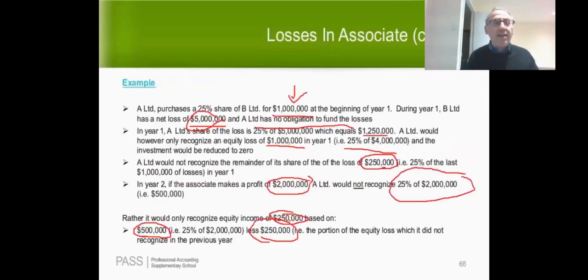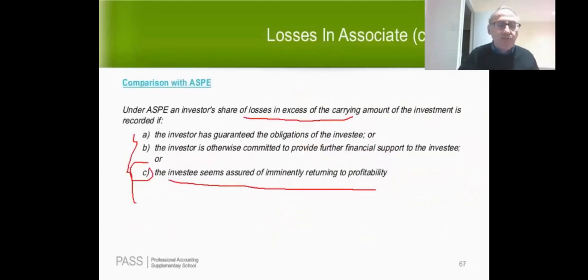So if I go back to the example here, under ASPE, if at the end of year one, it was expected that A will return to profitability in year two, then under ASPE, we would have had to reduce the investment to negative territory. This rule C does not exist under IFRS.